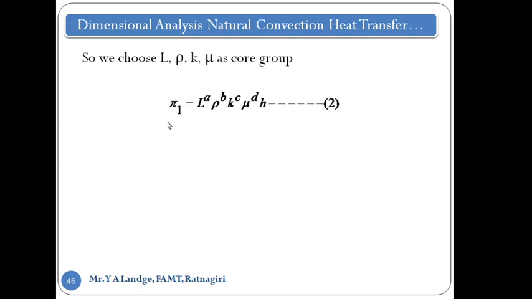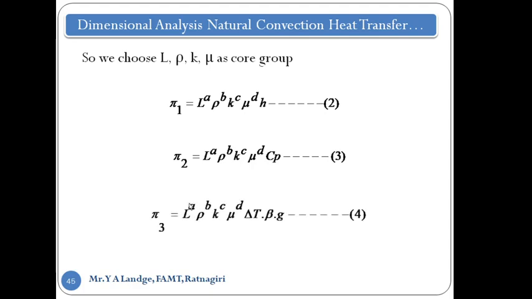So we write pi 1 is equal to L raised to the power A, rho raised to the power B, K raised to the power C, mu raised to the power D, and the one variable it is H. Similarly for pi 2, I am writing L rho K mu, which I kept constant, and Cp as another variable. And the third one, I am writing the same core group L rho K mu, only the change. So H is here, here is the Cp, and here is the delta T beta G. So this is the term.